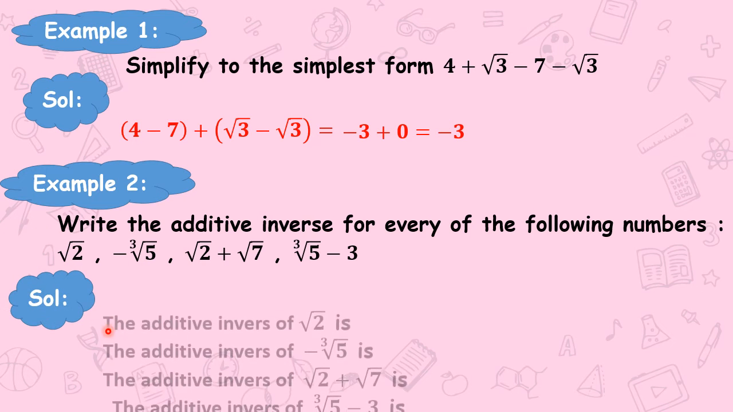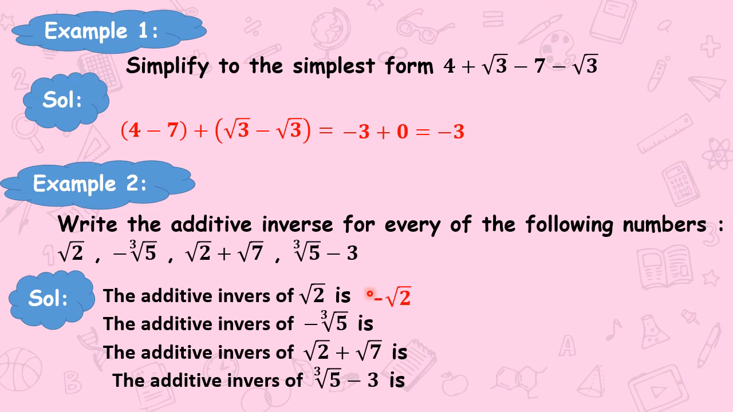The additive inverse of root 2 is negative root 2. And the additive inverse of negative cube root 5 is cube root 5. And the additive inverse of root 2 plus root 7, it changes the sign of the two numbers, is negative root 2 minus root 7. And the additive inverse of cube root 5 minus 3, it changes the sign of the two numbers, is negative cube root 5 plus 3.